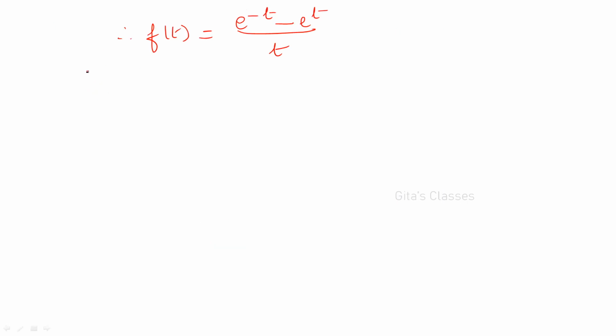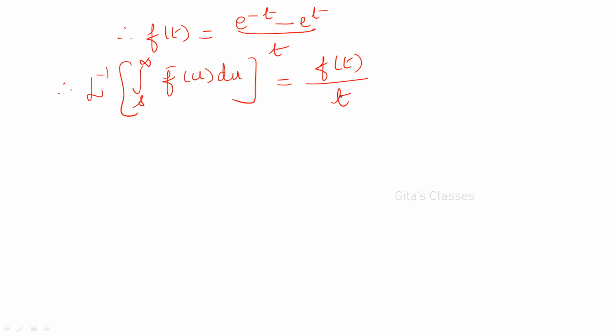Therefore, when now you take L inverse of, therefore L inverse of integral s to infinity f bar of u du is equal to, we know that L inverse of f bar of u du, and if it is s to infinity, you know that this is f of t by t, right? Therefore, f of t is already we know that this is e power minus t minus e power t divided by t. Already we have one more t here, therefore it is t squared.